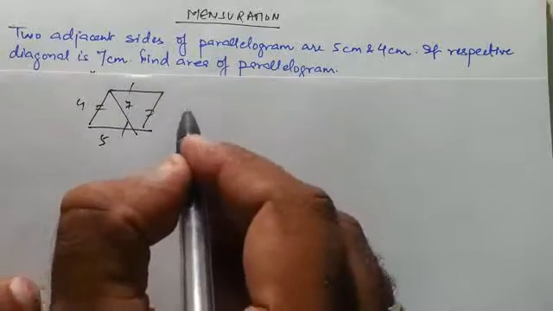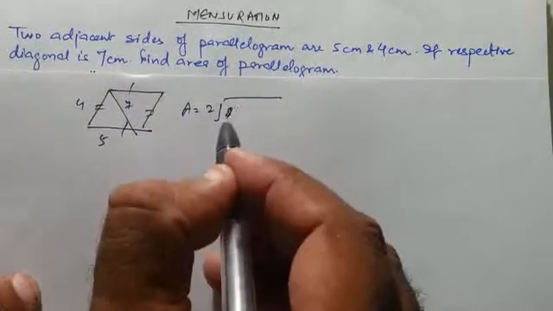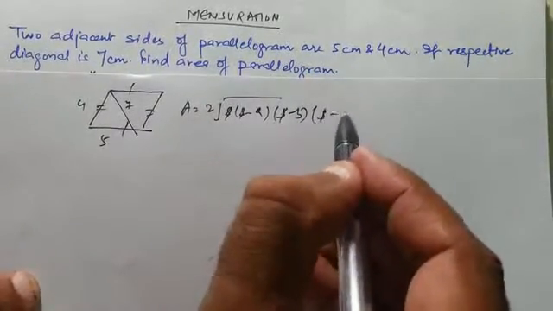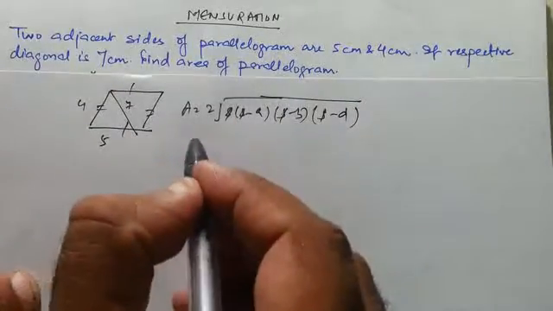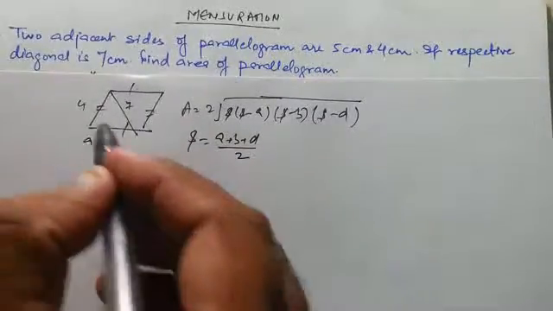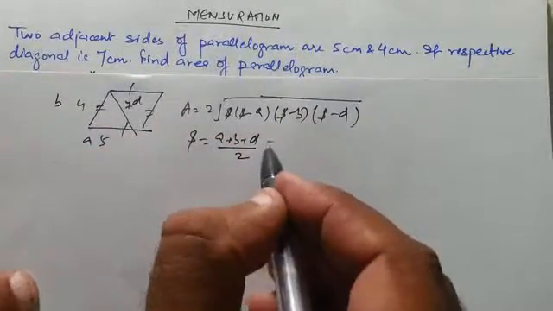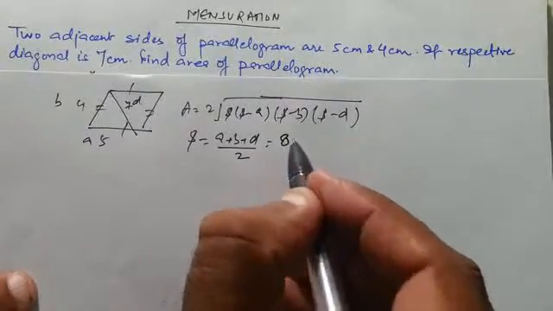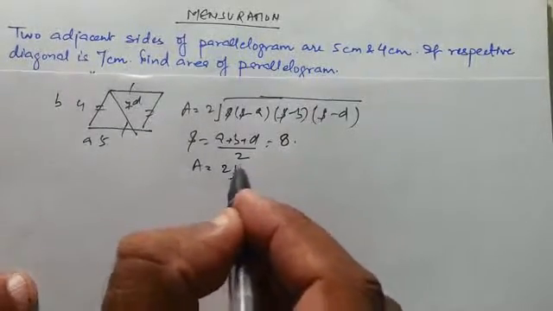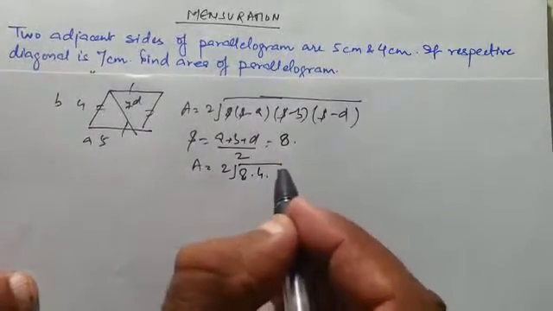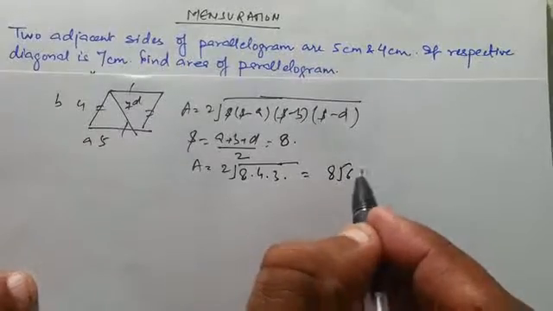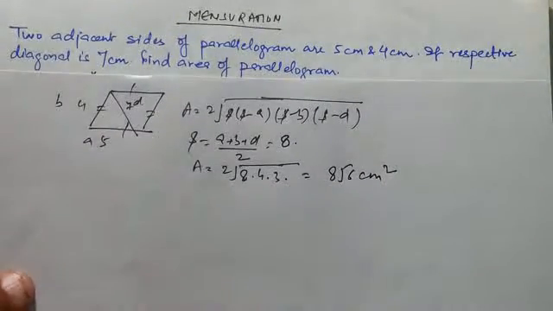So we have to put a formula. That formula is A is equal to twice under root S into S minus A into S minus B into S minus D, that we already discussed. And what is S? S is equal to A plus B plus D upon 2. So this is A, this is B, this is D. So the value of S comes to be 8, that is 5 plus 4 plus 7 upon 2. And area comes to be twice under root S into S minus A into S minus B. So it comes to be 8 root 6 centimeters square. That is like this. Okay.